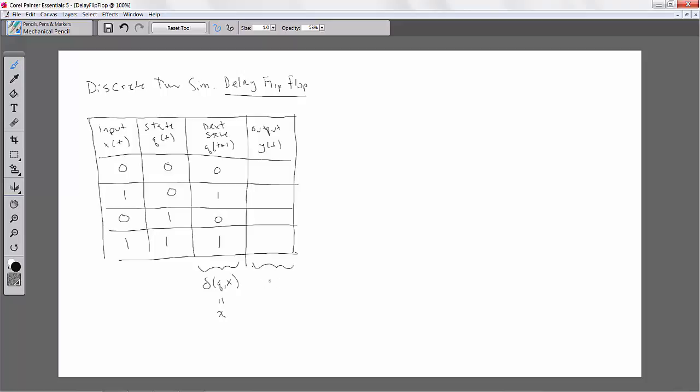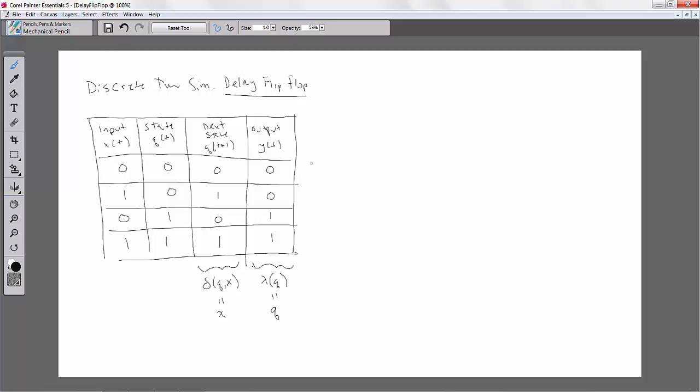On the other hand, for a Moore machine, our output, lambda, is not a function of q and x, but it has to only be a function of q. So in this case, lambda of q is simply q. So we can directly copy in the current state and return that as the output, 0, 0, 1, 1.